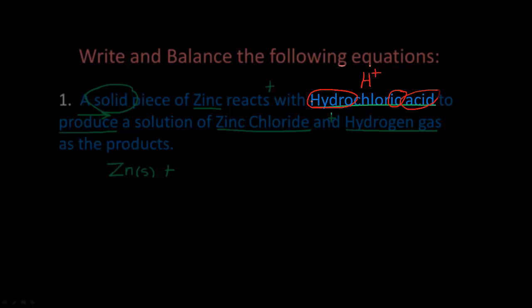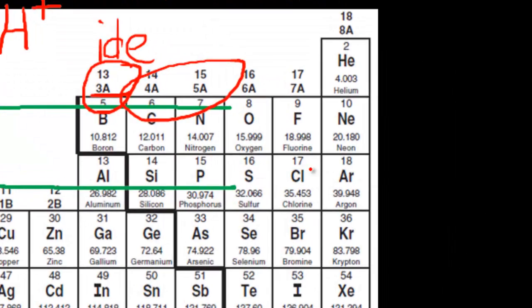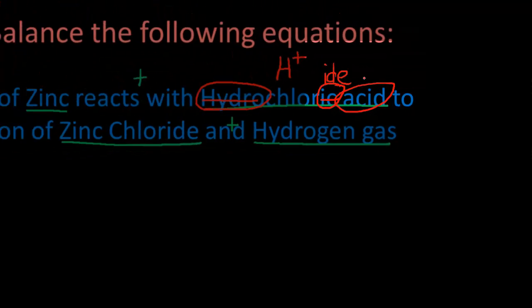So on that, we take off the hydro, we change our ic to ide, and we have chloride. So chloride is right here, chlorine. We change our ide to ine. Chlorine is Cl. It's in group 17, which means it has 7 valence shell electrons. So its oxidation number is a -1 because it is easier to gain 1 electron than lose 7. You gain 1, that's your oxidation number.